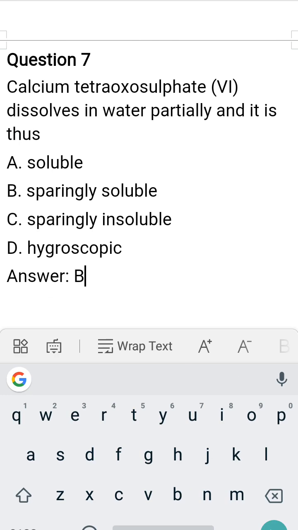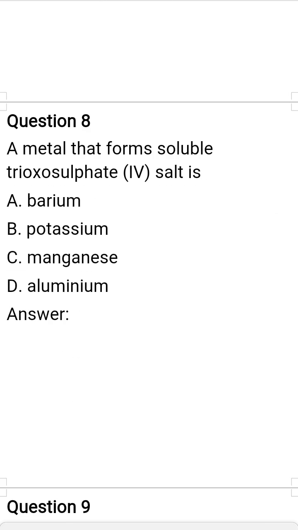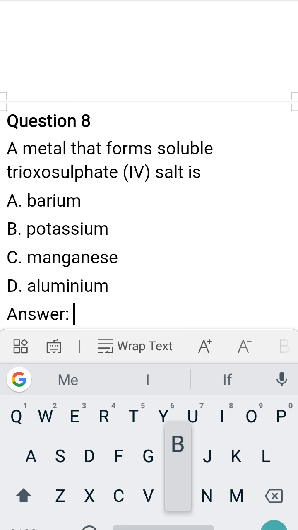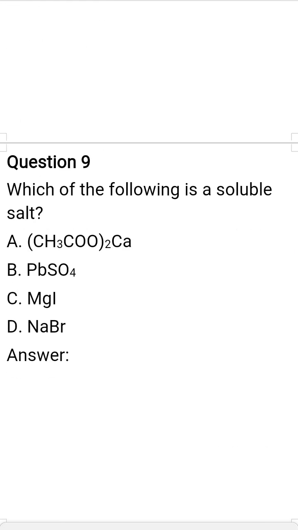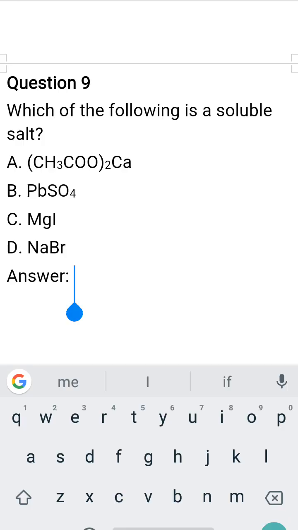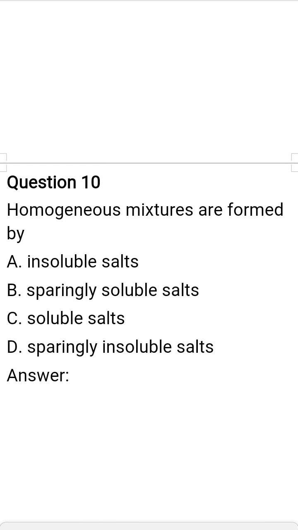We now go to question number 8. Question number 8 says, a metal that forms soluble trioxosulfate(IV) salt is... That should be potassium because it's a member of the Lipo-Sum group, and any member of the Lipo-Sum group when present in a salt makes the salt soluble. Question number 9 says, which of the following is a soluble salt? I don't need to analyze. Sodium bromide is the answer because sodium is a member of the Lipo-Sum group, and the Lipo-Sum group always makes a salt soluble.